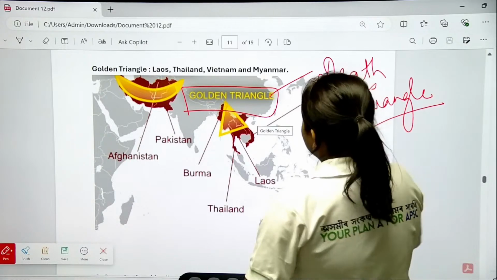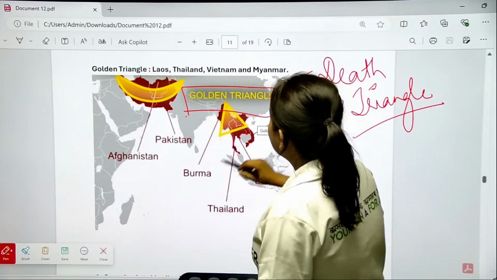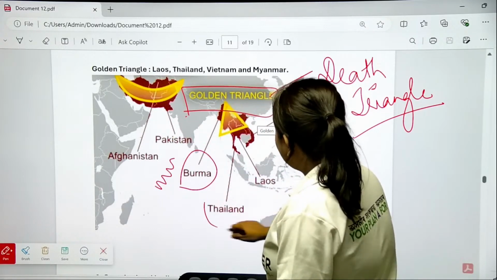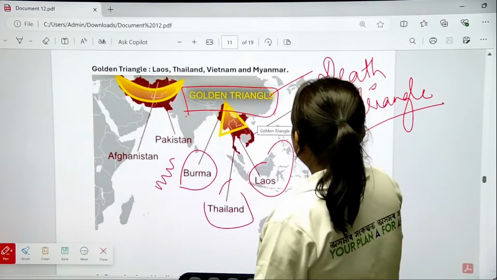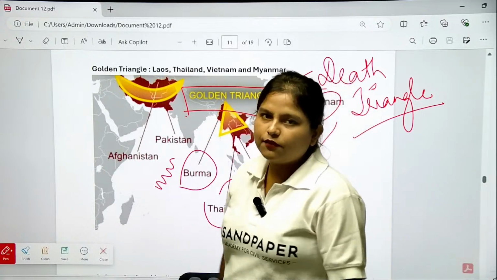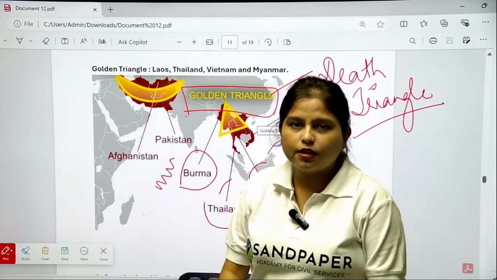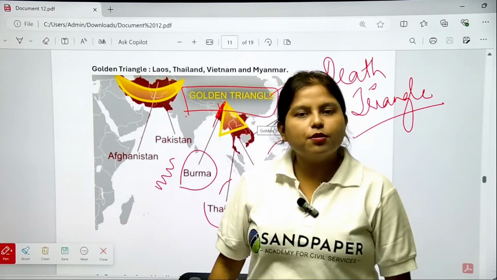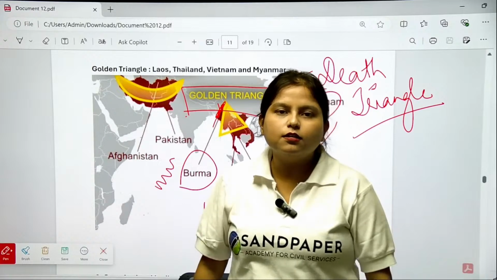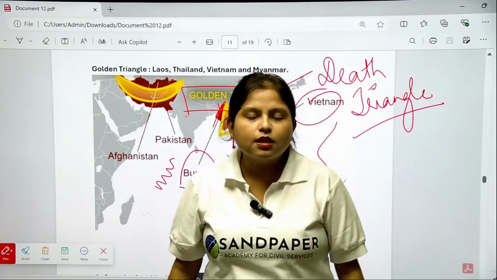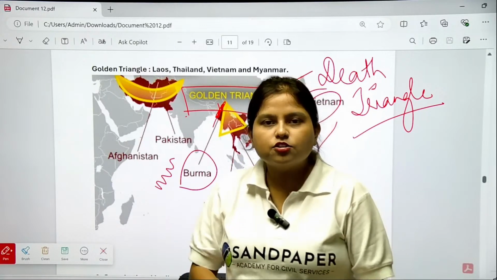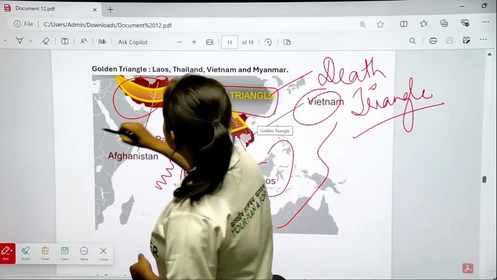So we will write about this: India, Burma, that is Myanmar, Thailand, Laos, Vietnam together form the golden triangle, which is a very huge area of drug trafficking. A lot of Indian citizens, especially in the boundary states, are affected by the constant drug flow coming from the golden triangle, or the golden crescent. This is called the golden crescent.